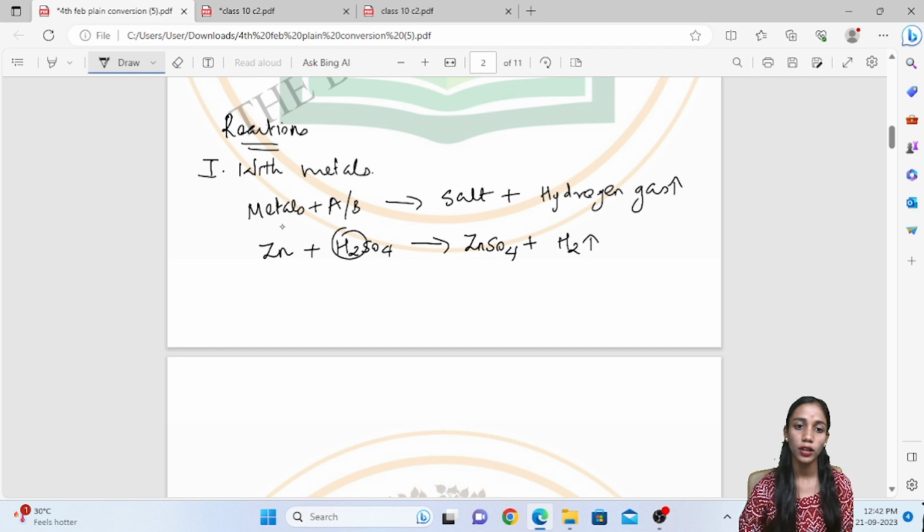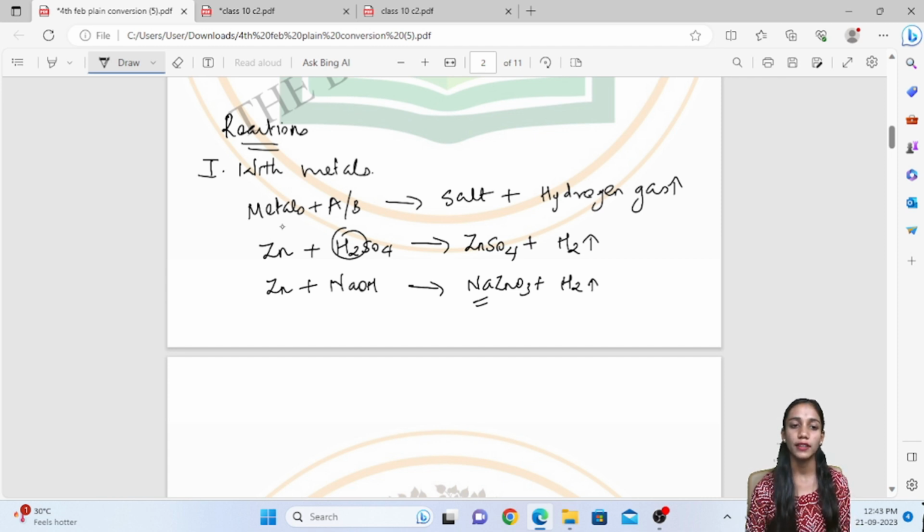Now if I write the reaction using a base, that is NaOH, over here also there will be a salt formed called sodium zincate, and the gas evolved will be hydrogen gas. So metals react with acids and bases to produce a salt, and there is evolution of hydrogen gas.